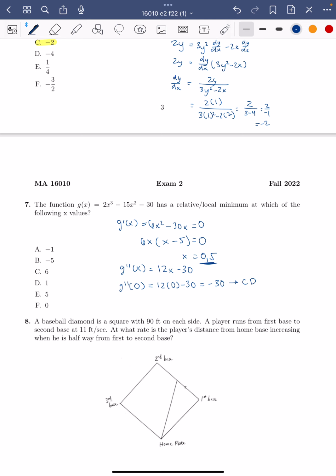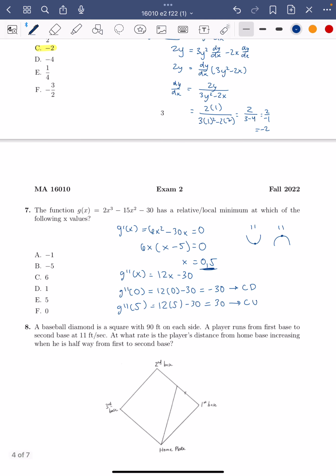Now let's go ahead and do the other point. g double prime of 5 equals 12 times 5 minus 30, which is 60 minus 30, which is 30, and this is positive, so this is concave up. Now, the way I like to remember concavity is to draw smiley faces. So if it's concave up, it has a local minimum, and if it's concave down, it's a frowny face, it has a maximum. So, because we can see that g double prime of 5 gives us a point that is concave up, we know that our minimum is at x equals 5, which gives us an answer of E.